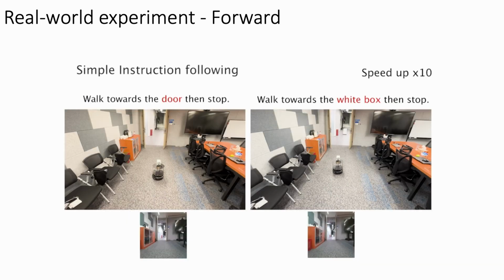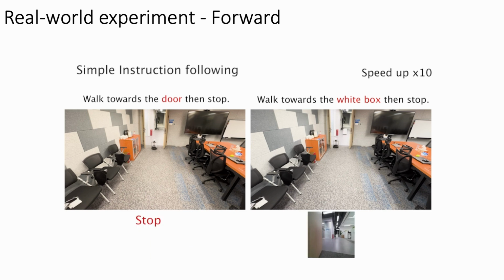Here are some examples of NaVid in real-world scenarios. The first example is very simple. We want it to keep moving forward until it stops at the given target object. On the left, it stops in front of a door, while on the right, it stops in front of a white box. As we can see, NaVid can effectively distinguish between these two different target objects. Notably, the white box did not appear in the VLM training set, yet it was still able to successfully identify and stop at the target.